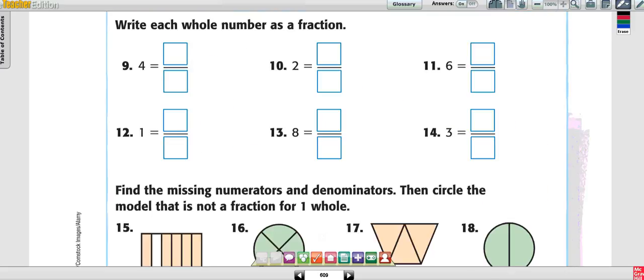Okay, for 9, 10, 11, 12, 13, and 14, it says write each whole number as a fraction. So I'm writing a whole number as a fraction or sets. What's the denominator? What number goes in the denominator? 1. Because I'm working with a whole.